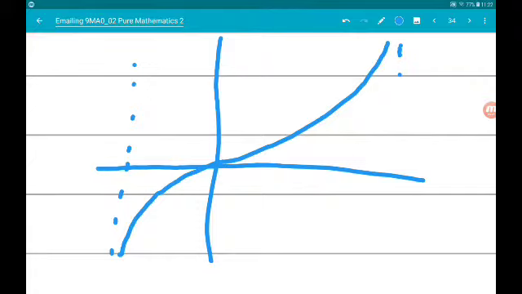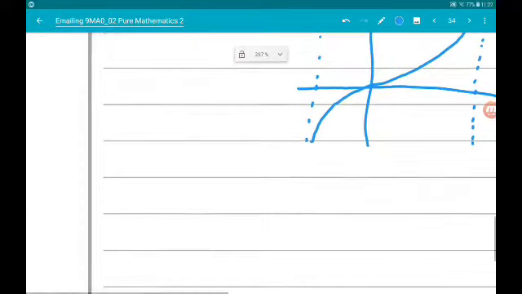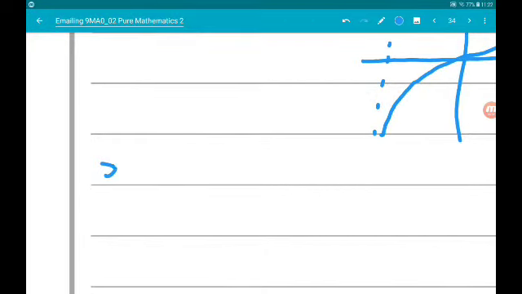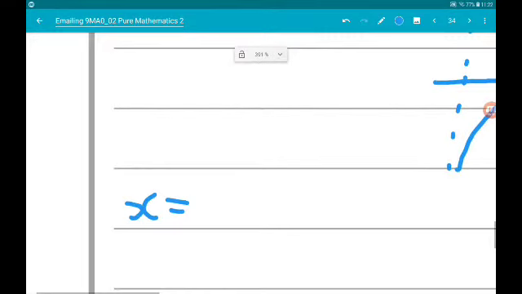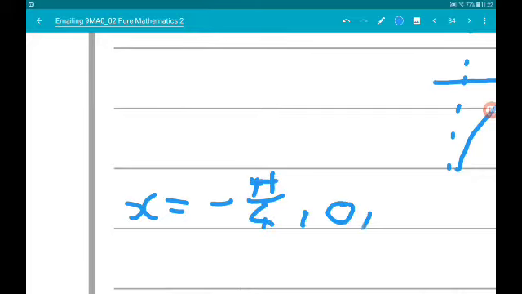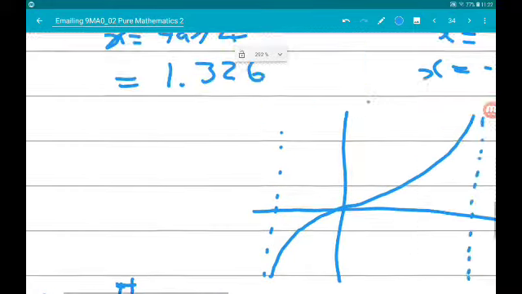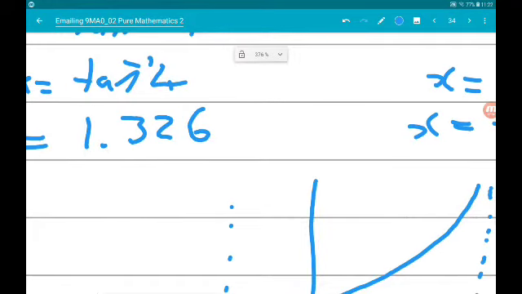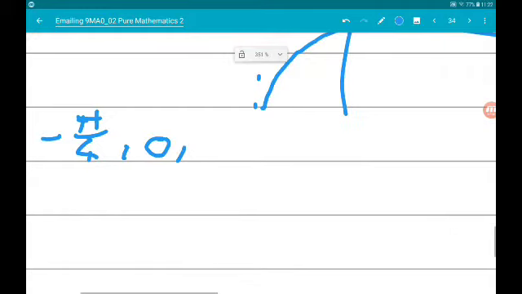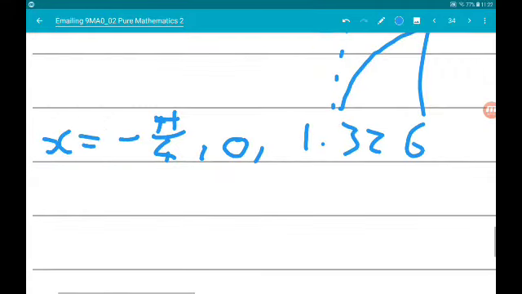So we are only going to get those three solutions. So x is minus pi by 4, 0, and 1.326. Good times.